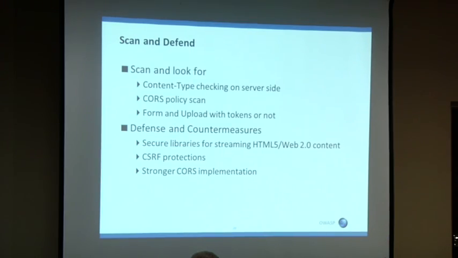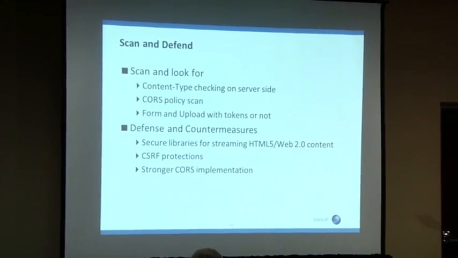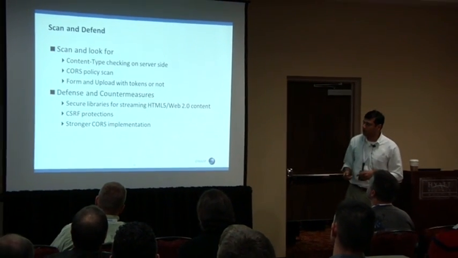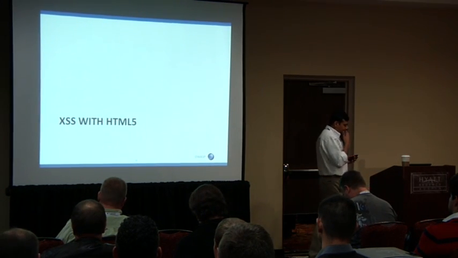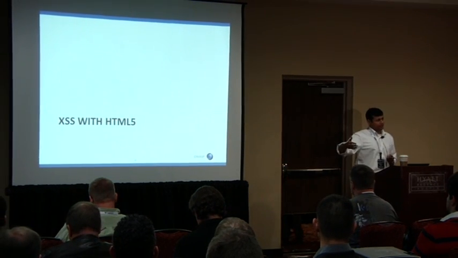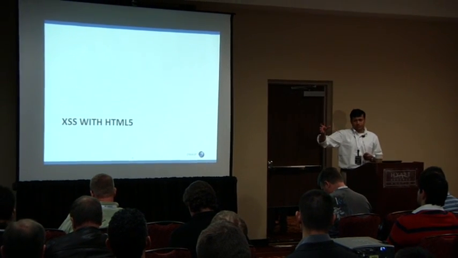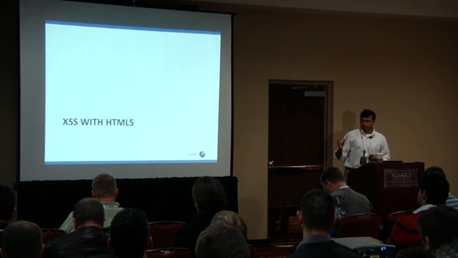So how do you defend against CSRF? Scan and look for content type checking, look for your CORS policy, form and upload tokens. When you're doing form-based processing or some kind of uploading, make sure that you have some kind of tokens in place. Use secure libraries for HTML5 and Web 2.0 streaming, CSRF protection, and strong CORS implementation. So this is how CSRF has evolved with XHR level 2 and HTML5.